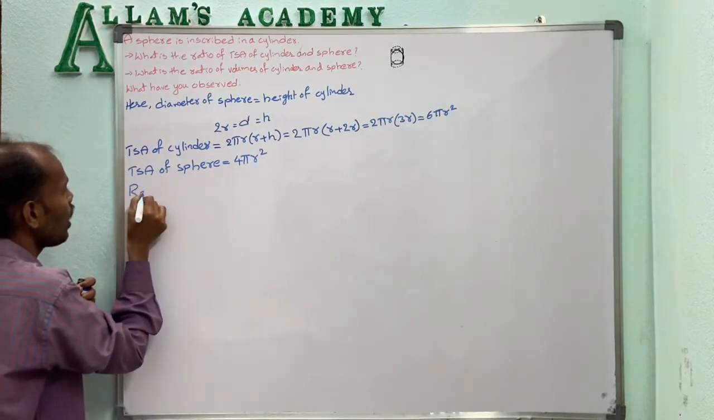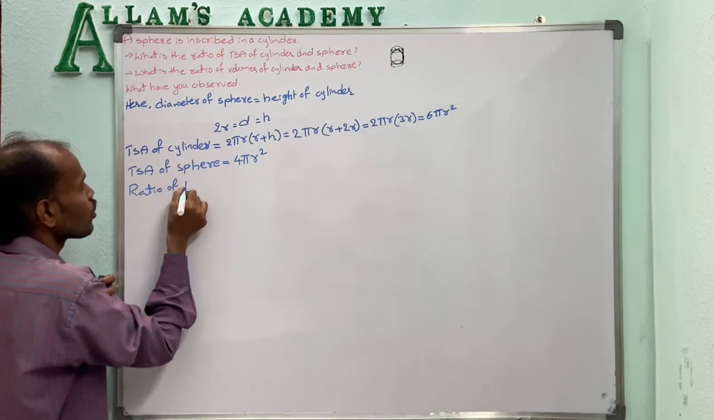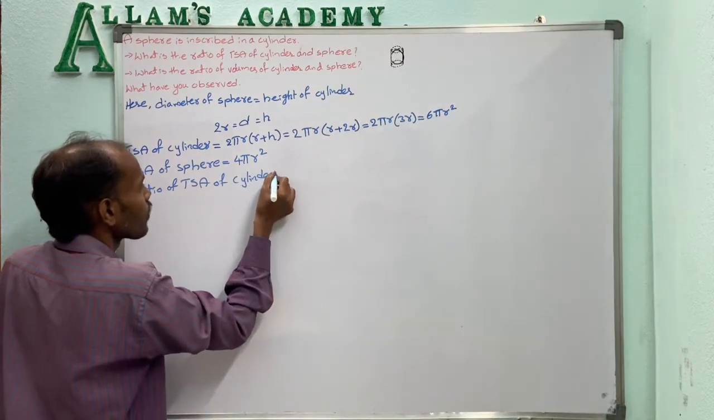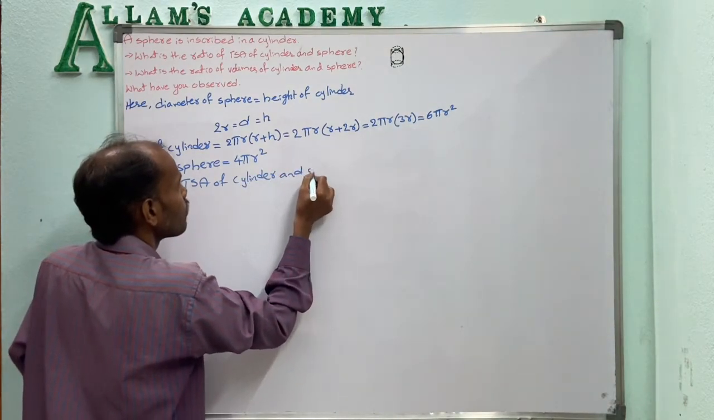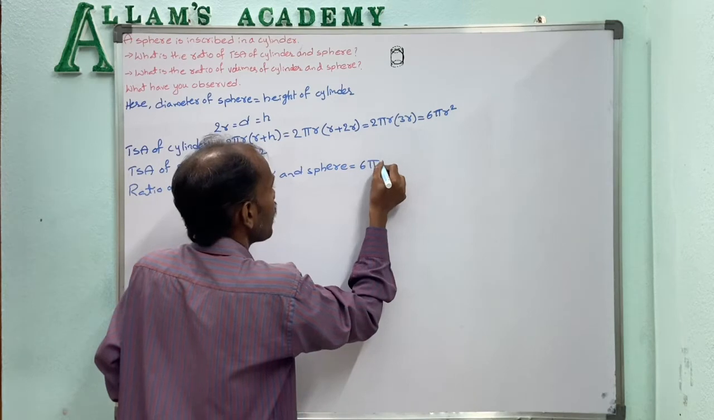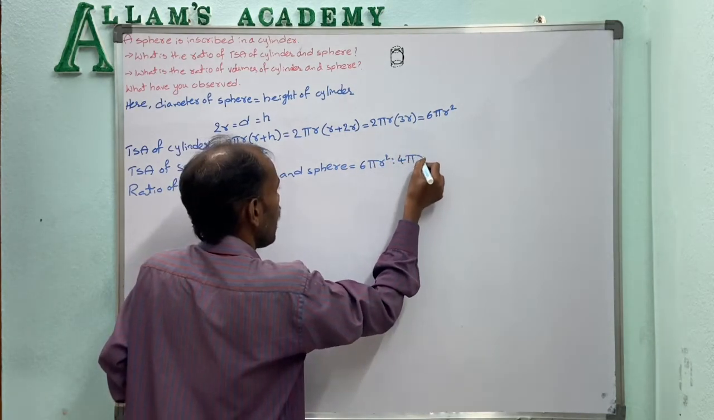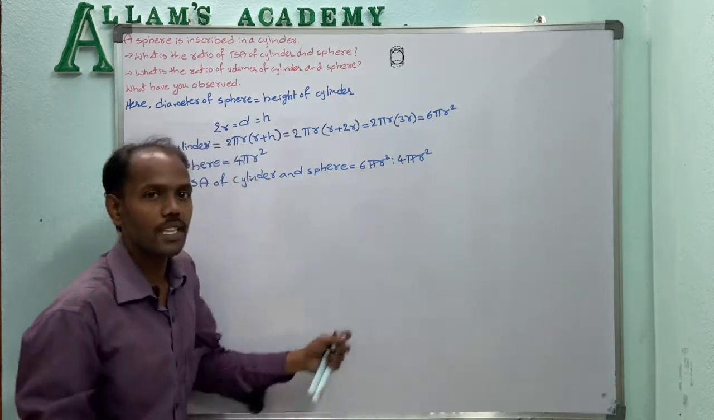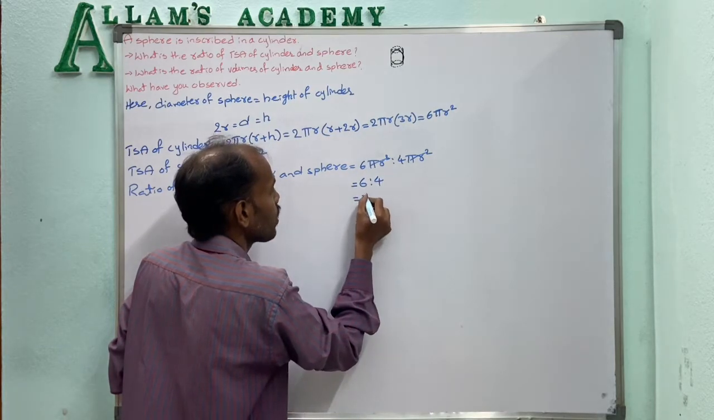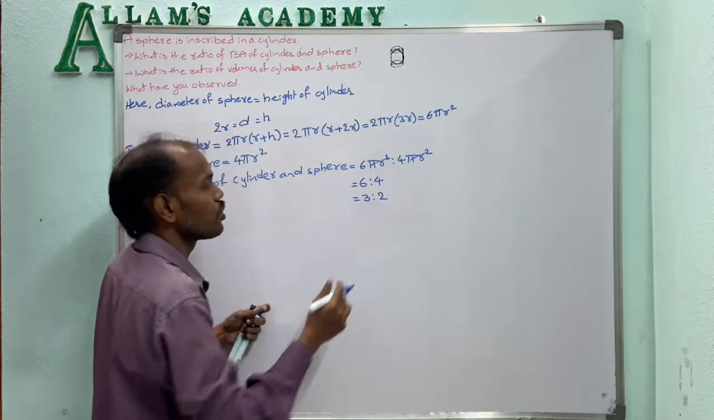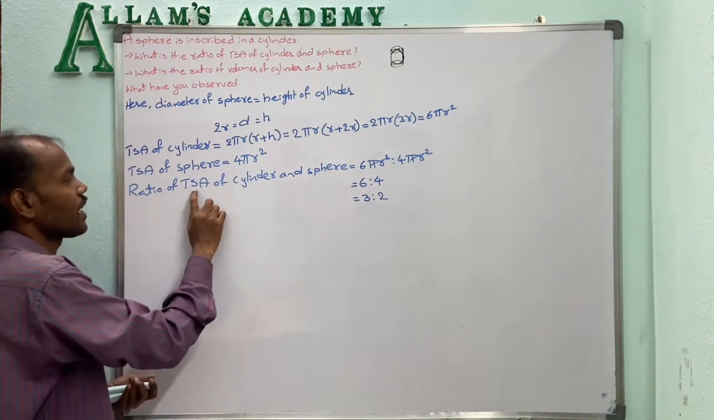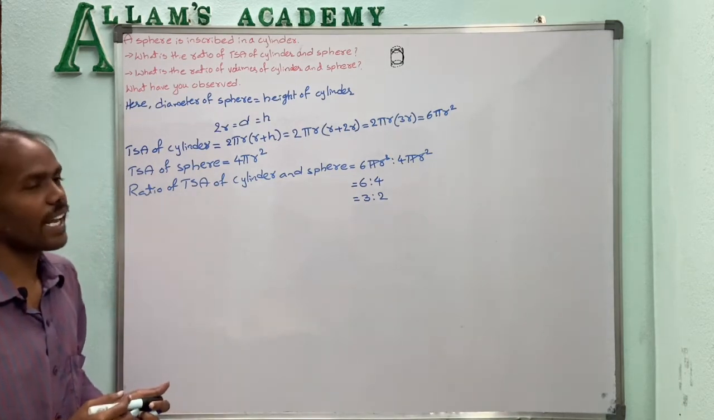So the ratio of the total surface area of the cylinder and sphere equals 6 pi r square is to 4 pi r square. The pi r square values get cancelled, so that is 6 is to 4. Both go in the 2 table, 2 3s are 6 and 2 2s are 4, so the ratio is 3 is to 2 for the total surface area of cylinder and sphere.